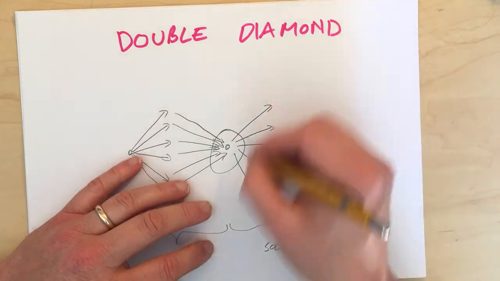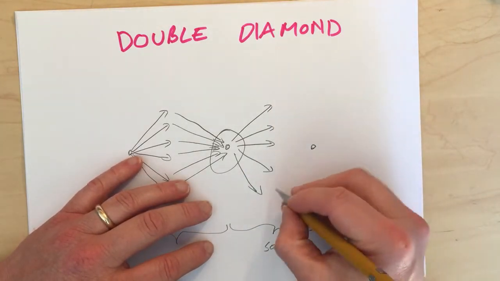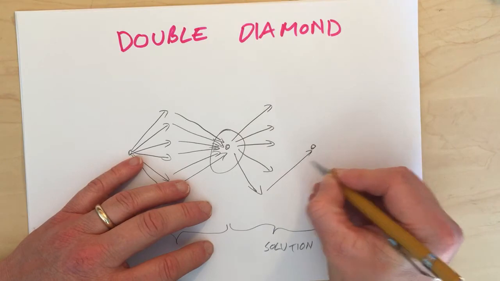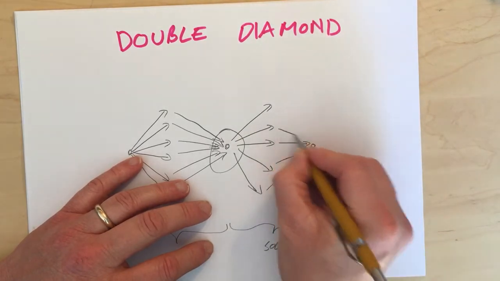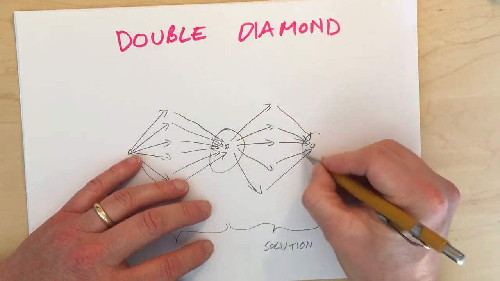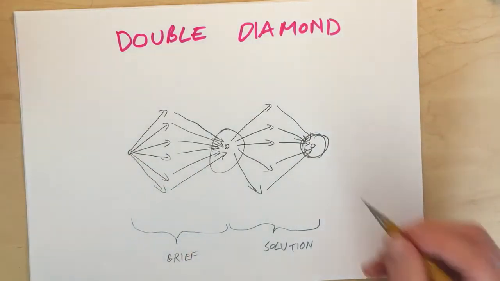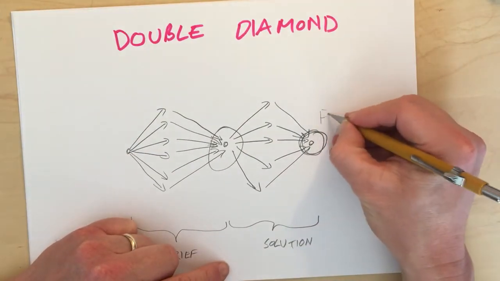And then we decide which of those solutions we think is best, and we work towards a convergent situation where we come up with the idea. And this is the final design.